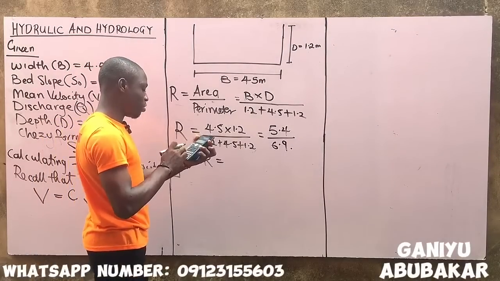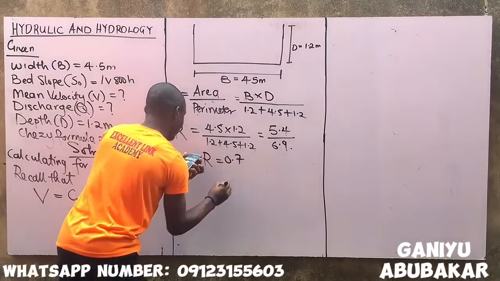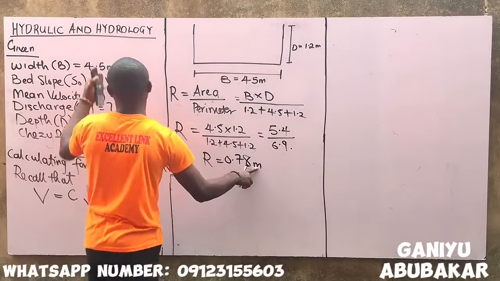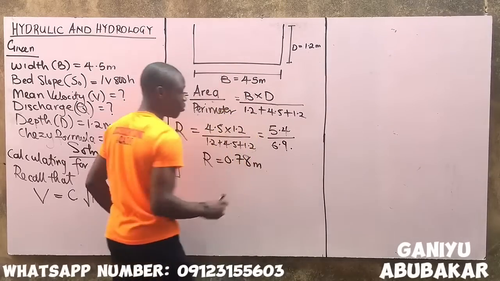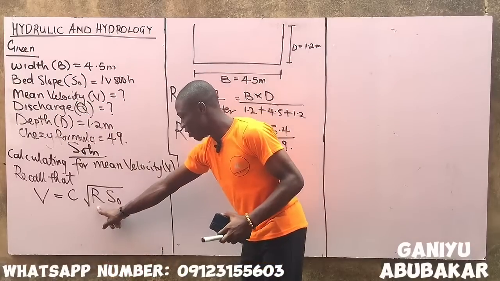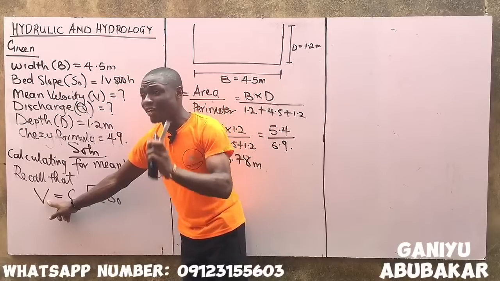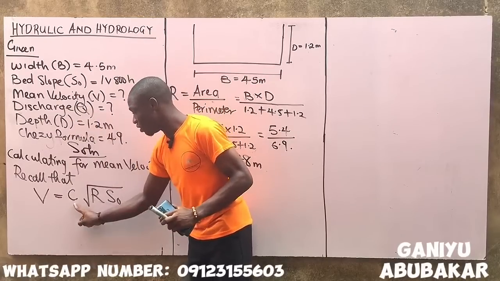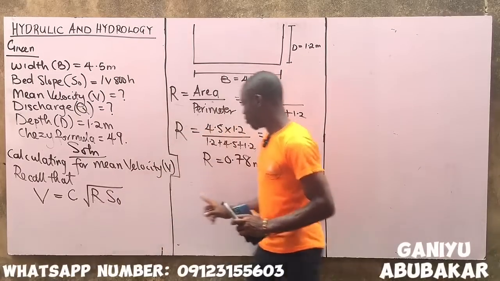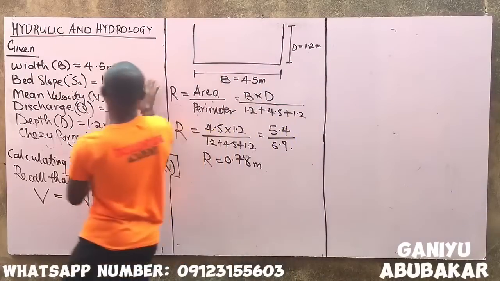That's 5.4 divided by that value there. I'll have 0.78 in meters, the radius in meters, because I'm dealing with meters. So I have known this one now. Look up now. For me to get the mean velocity successfully, I need to know three things. Number one is C. Did I know C? C is given. No problem. R, I know R now, which is this. And S naught is this value here.